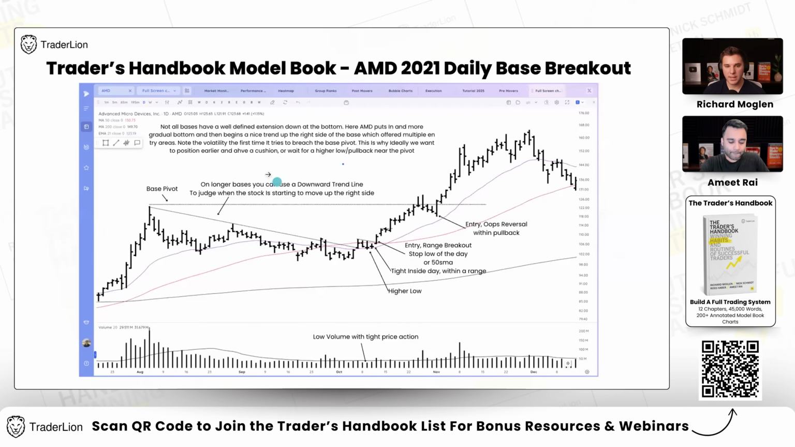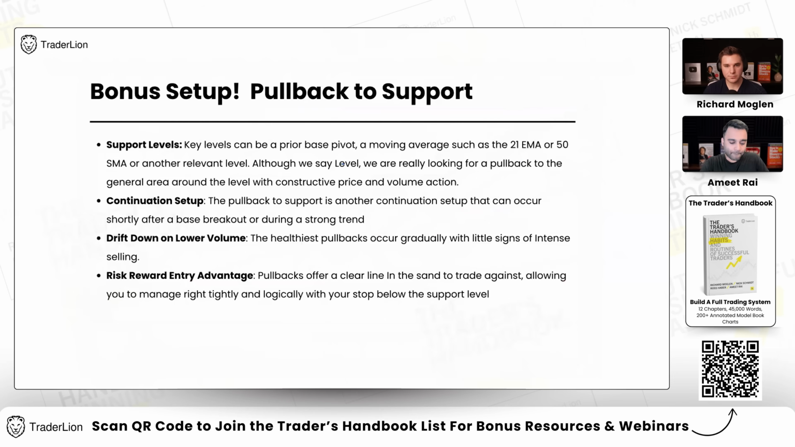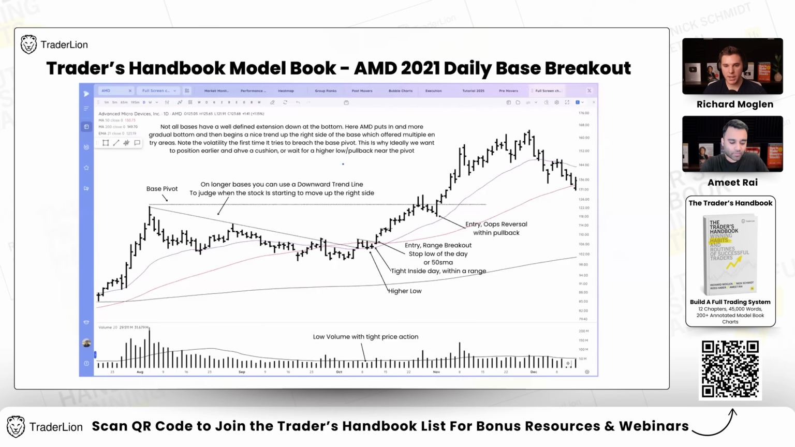So on a longer base, this is a key thing I want to say here. You can use a downward trend line to judge when the stock is ready to move up the right-hand side, like we saw here with AMD. And I love this tight range on low volume. That's exactly what we talked about in terms of winning characteristics last webinar. So that is the base breakout setup. Ryan, anything you want to add on base breakouts?